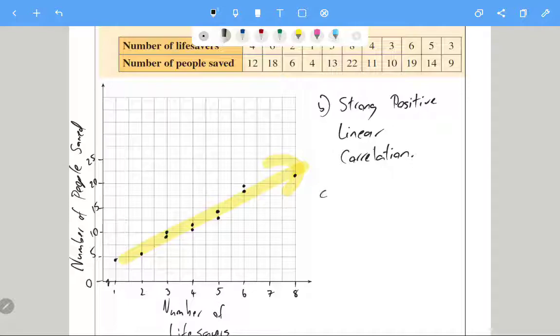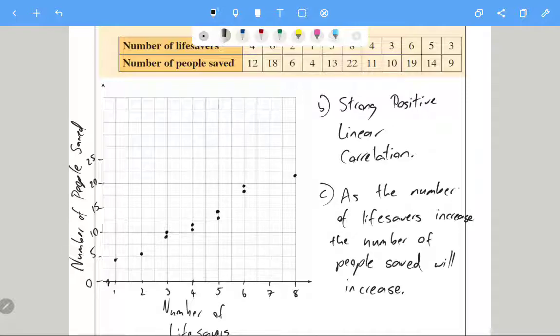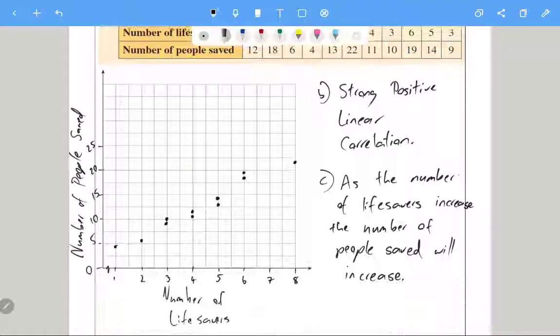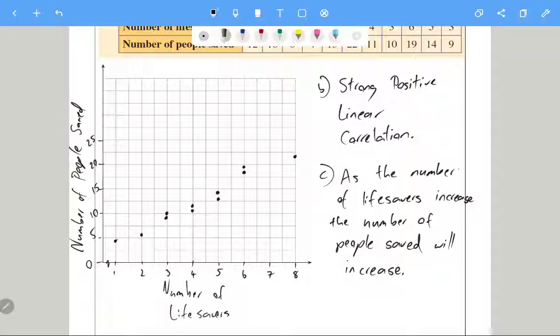What does positive mean? Well, like I said before, it means as one variable increases, so does the other. So as the number of lifesavers increases, the number of people saved will also increase. Alrighty, so that is the effect. Obviously, it kind of makes sense. If you have more lifesavers on duty, then more people get saved.